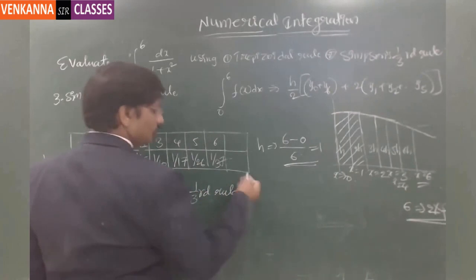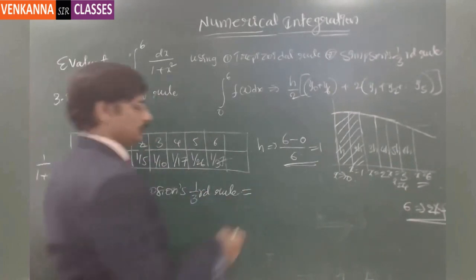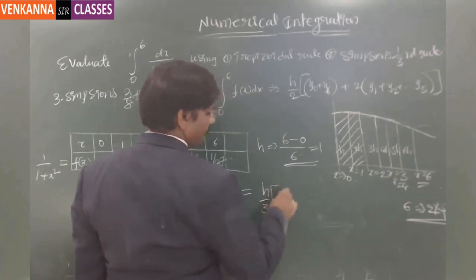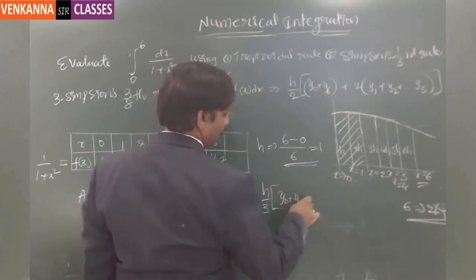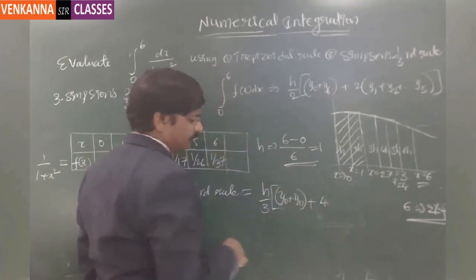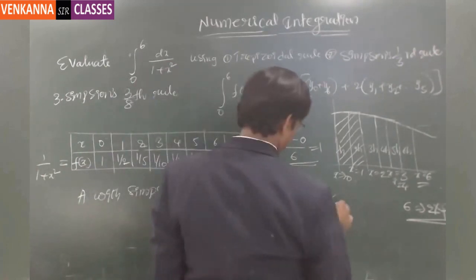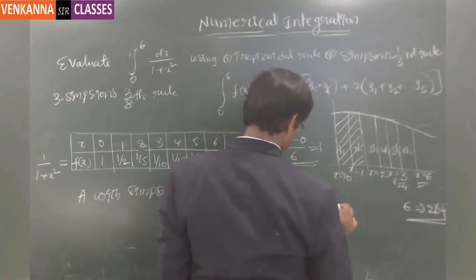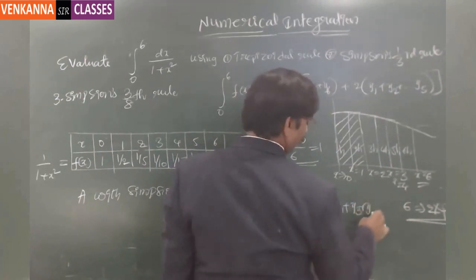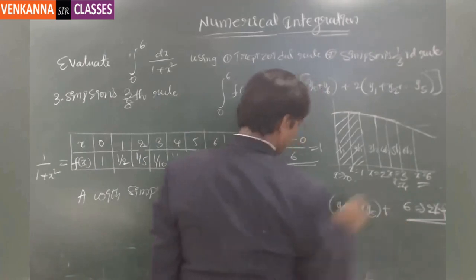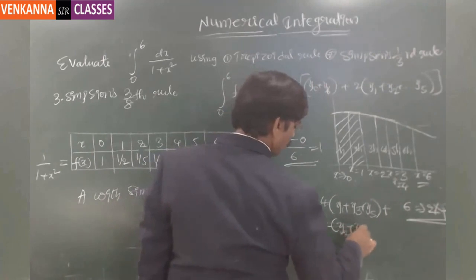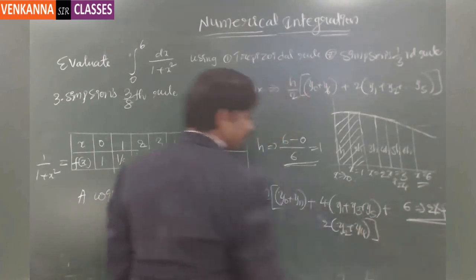So this is going to be h by 3 times of y0 plus yn plus 4 times of y1 plus y3 plus y5 plus 2 times of y2 plus y4. So this is Simpson's 1/3 rule.